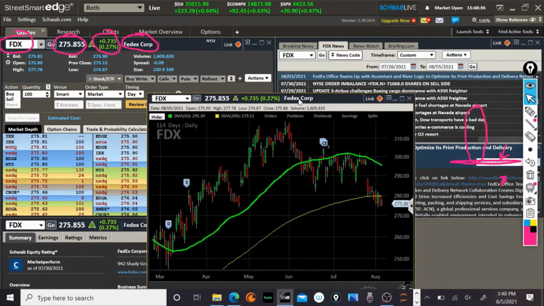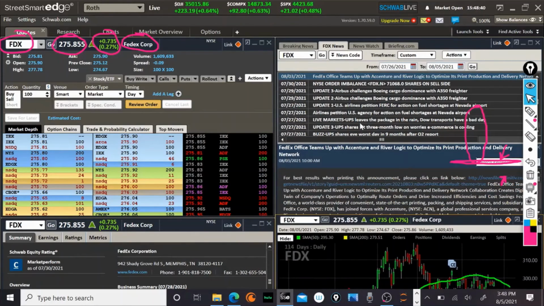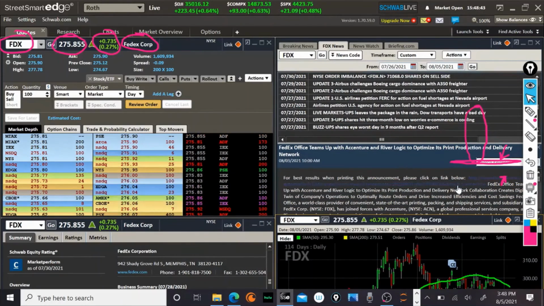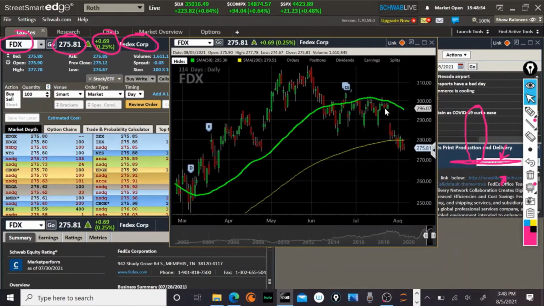but I am long FedEx. I think they're fundamentally a good company and that they are going to go up in the future. Maybe not in the short term, but in the future they will. So I'm going to look at this as a discount for me to purchase it.